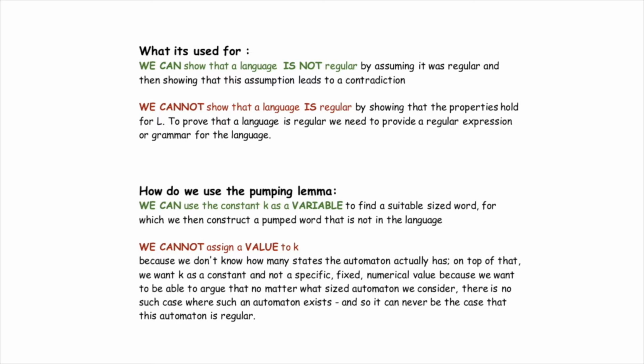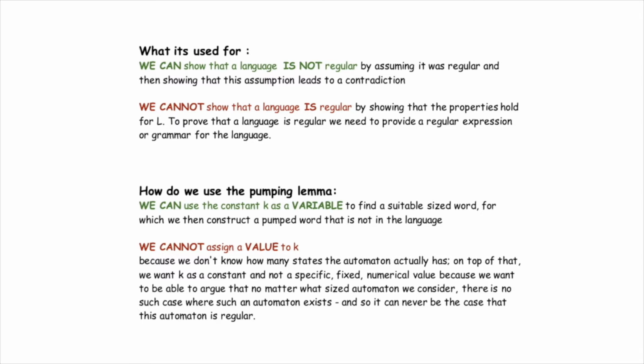If in an exam, you're asked to prove that a language is regular, showing that the properties hold when we apply the pumping lemma to a word in that language is not enough to prove it. In this case, you will need to find a regular expression or grammar for the given language. To prove a language is not regular, we use a constant k for the number of states as a variable, meaning we do not assign a fixed value to k. We can use this variable to find a string that is greater than or equal to k in length. For this word, we then construct a pumped word that is not part of the language and thereby prove by contradiction that the language must not be regular.